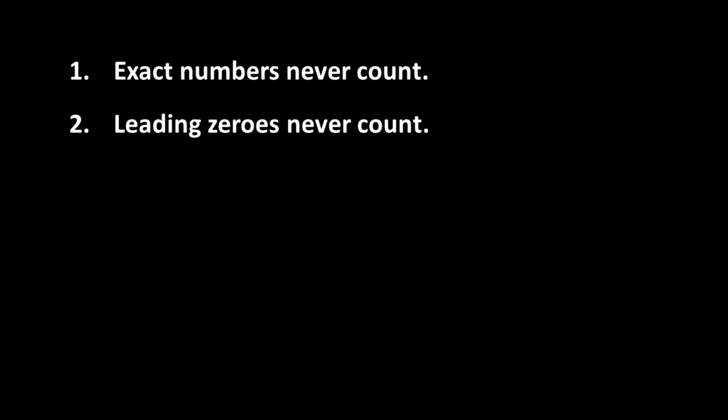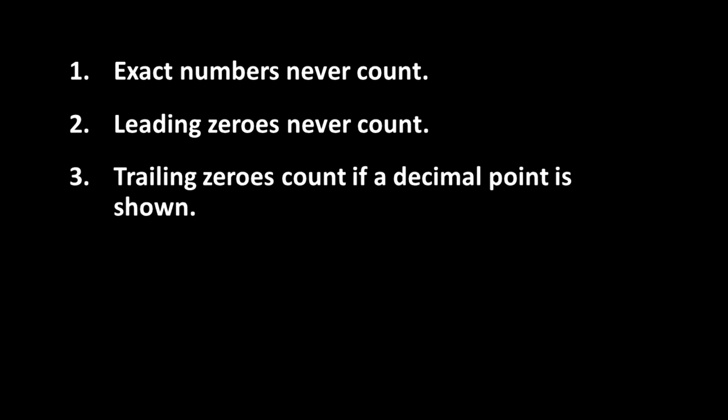Leading zeros never count. Identify them, then ignore them. Trailing zeros count if a decimal point is shown. Look for a decimal point, look for trailing zeros. If they are both there, all trailing zeros count. Otherwise, trailing zeros don't count. And finally, all other numbers count.